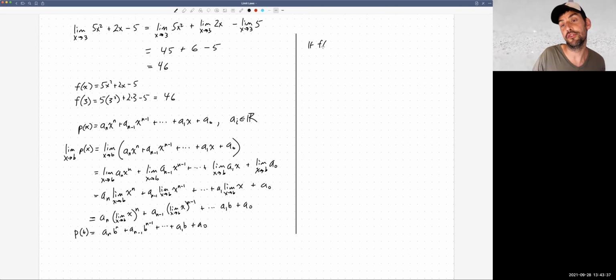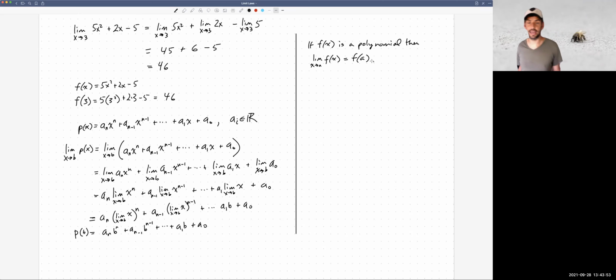If f of x is a polynomial, then the limit as x goes to a of f of x is just the value of the polynomial at a. So that's the only thing we have to do from now on if we want to take the limit of a polynomial: we evaluate it at the place we're taking the limit to. In any event, if we're taking the limit as x goes to a of a polynomial, the limit is just the polynomial's value at a. So it's a very straightforward computation.